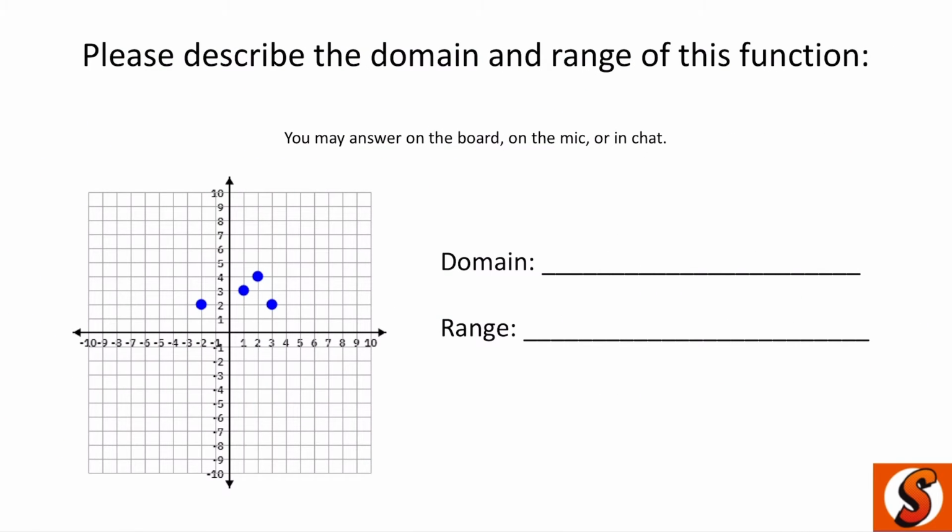Now let's work on what we're going to talk about today. Today's topic is what's in 2.07. Let's describe the domain and range of this function. This is like the problems you all were working on last week. Remember that domain is the x values.